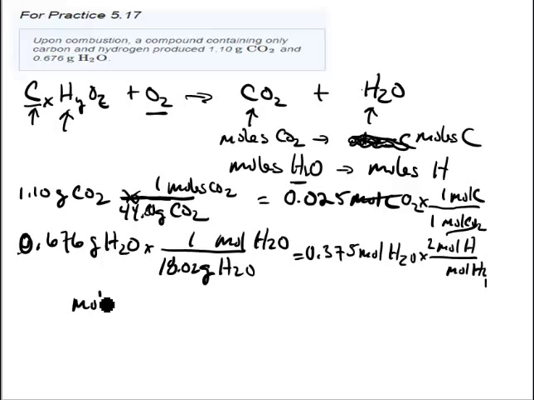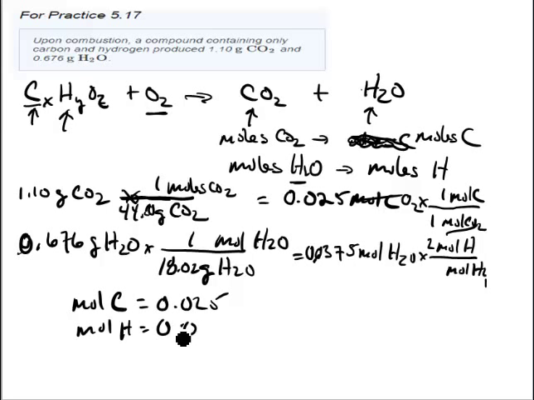So our moles of carbon are going to be equal to 0.025, and our moles of hydrogen are going to be twice that. I got that wrong too, that is a 0 there, so it's 0.0375. Writing that out, just twice that number, it's going to be 0.075 moles of hydrogen, and this is moles of carbon.